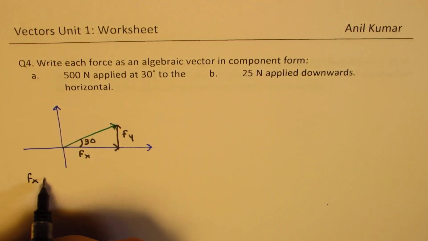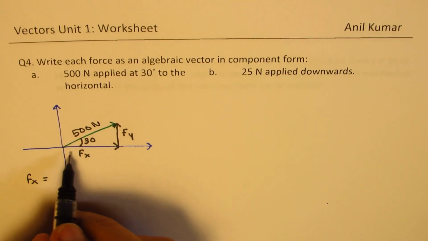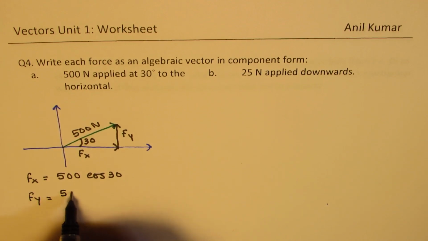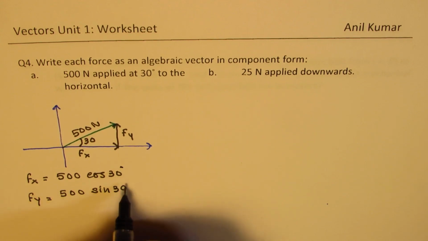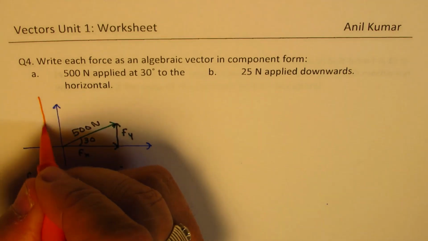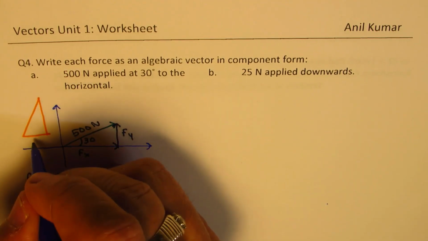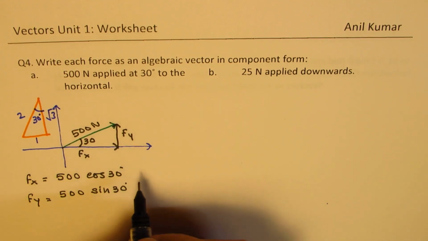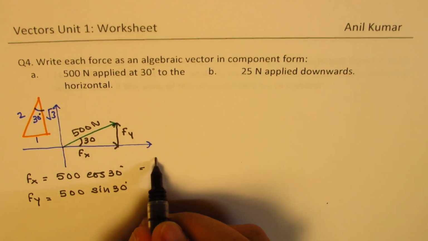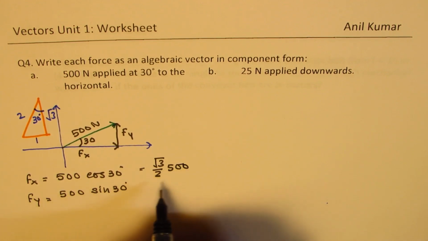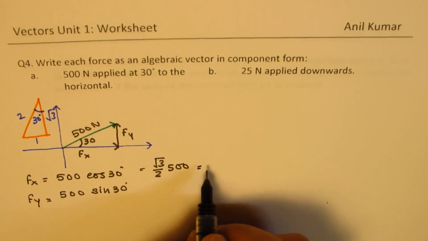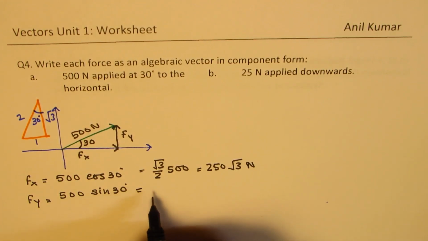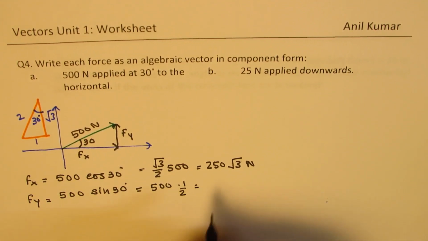So we can write Fx, this is 500 newtons, will be the cos component. So 500 cos of 30 degrees, and the y component will be the sine component, 500 sine of 30 degrees. You can always use your special triangles in such cases, right? So let me just sketch one special triangle here, which will be 1, 2, square root 3. We're talking about 30 degrees, which is right there. So the cos component is square root 3 over 2 times 500, which is equal to 250 square root 3 newtons. The other component will be 500 times half, which will be 250 newtons.